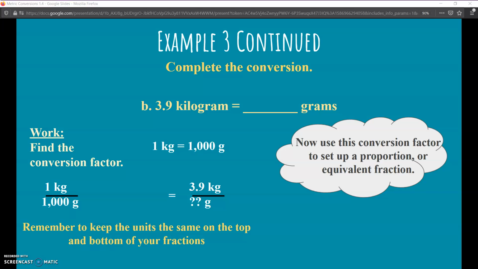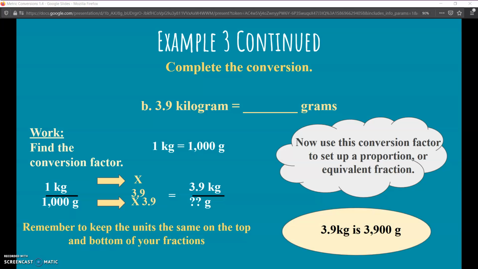Remember, grams stay on the bottom, kilograms stay on the top for this method. How do we go from 1 to 3.9? Well, we multiply by 3.9. We'll do the same for the bottom. 1,000 times 3.9 is 3,900. There are 3,900 grams in 3.9 kilograms.